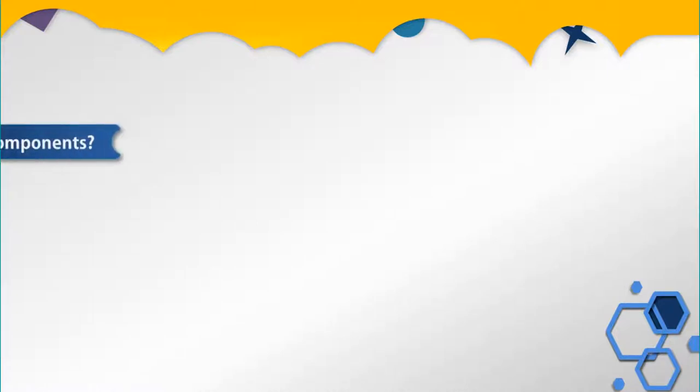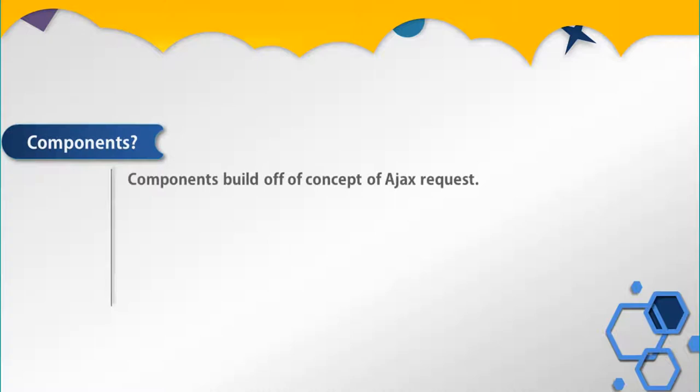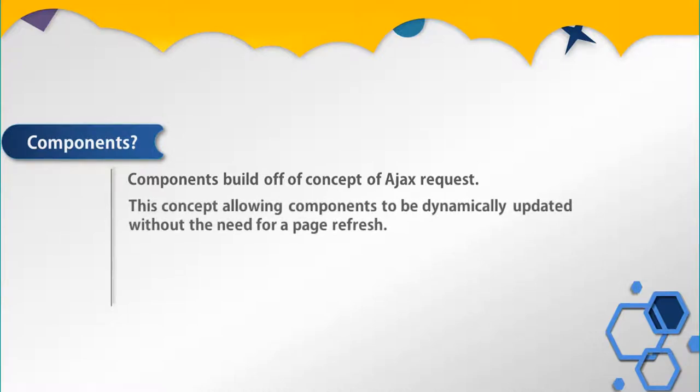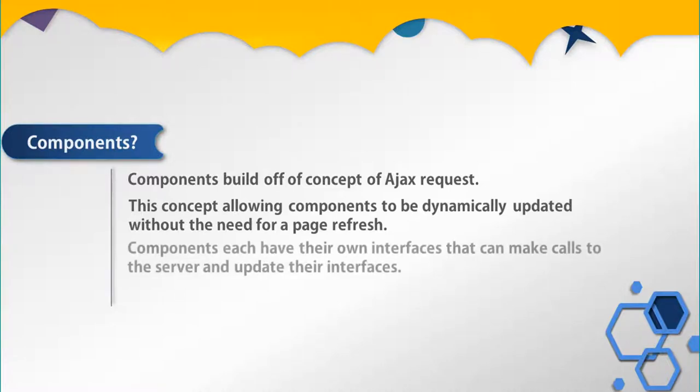But why do we need a component? Components build off the concept of AJAX requests, where you can call a server directly from the client side. This concept allows components to be dynamically updated without the need for a page refresh. Components each have their own interfaces that can make calls to the server and update their interfaces. Because components are independent, one component can refresh without affecting other components or the UI as a whole.